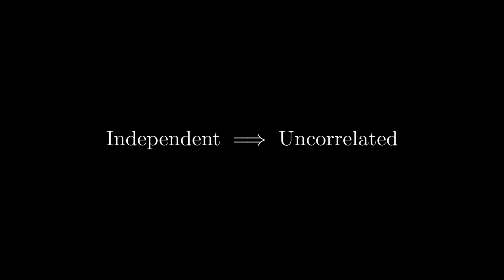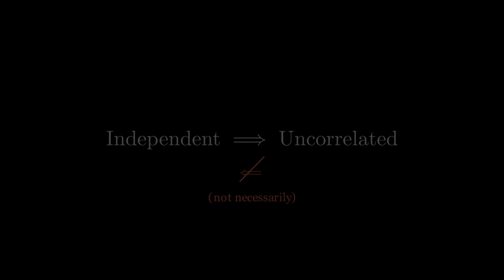So remember this golden rule. True independence guarantees that variables are uncorrelated, but not necessarily vice versa. Being uncorrelated does not mean they are independent. They might just be hiding a beautiful nonlinear pattern.